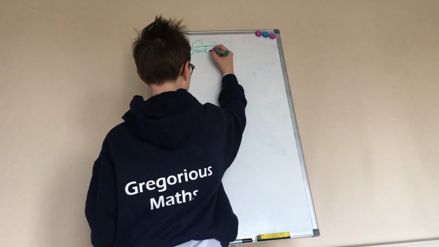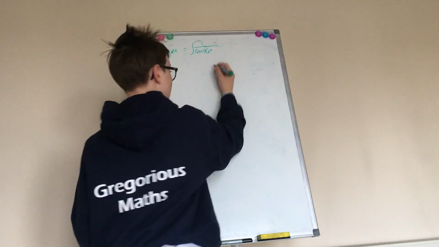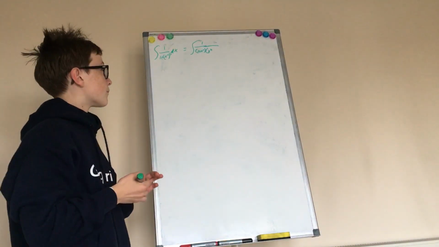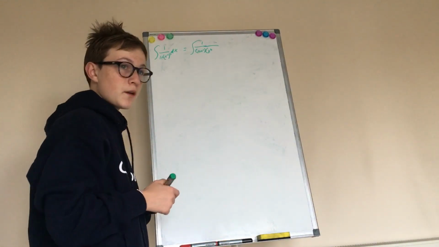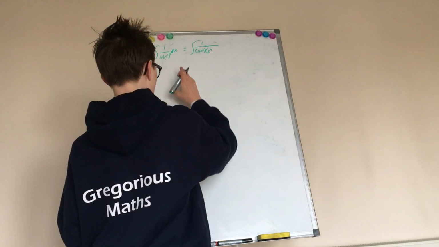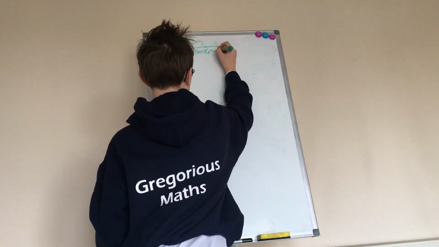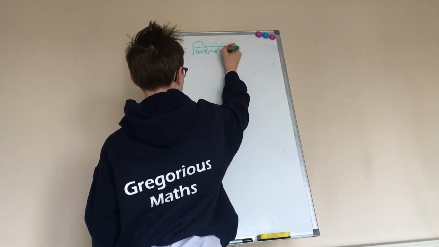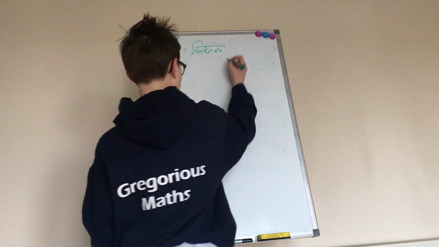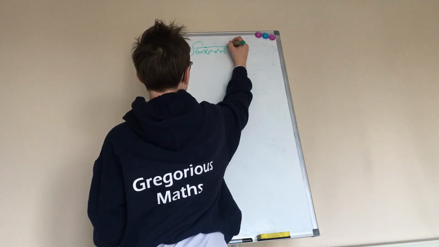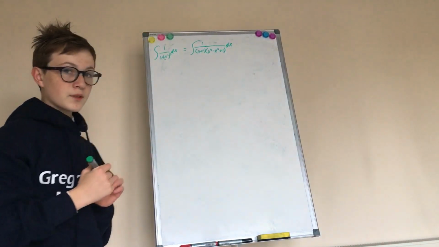x squared squared, also x to the power of 4, minus ab, or minus 1 times that, x squared, plus b squared, which is just 1 squared, which is 1, dx, okay?